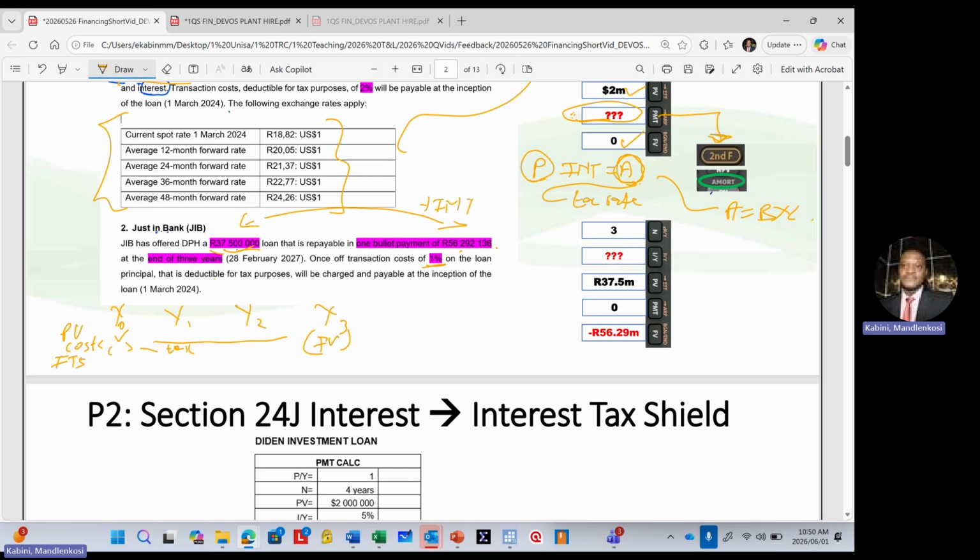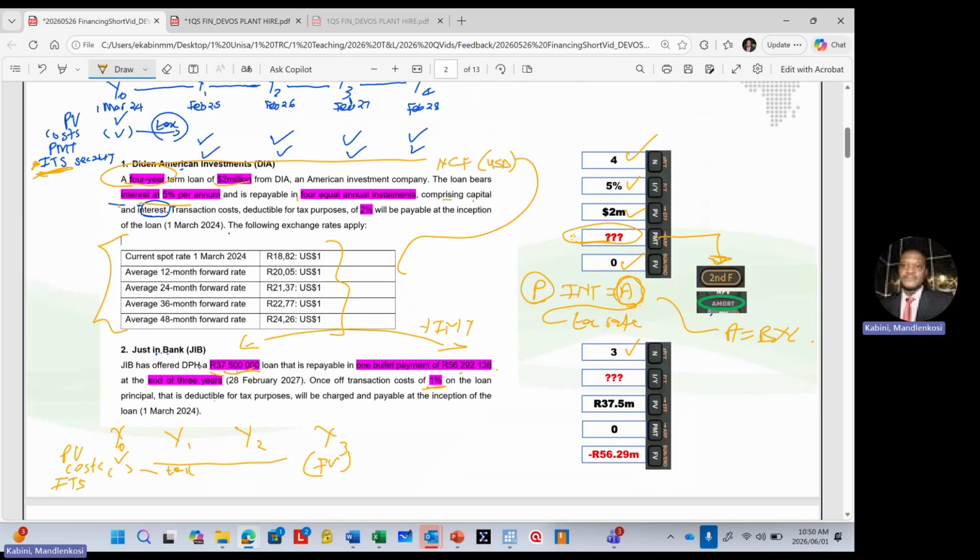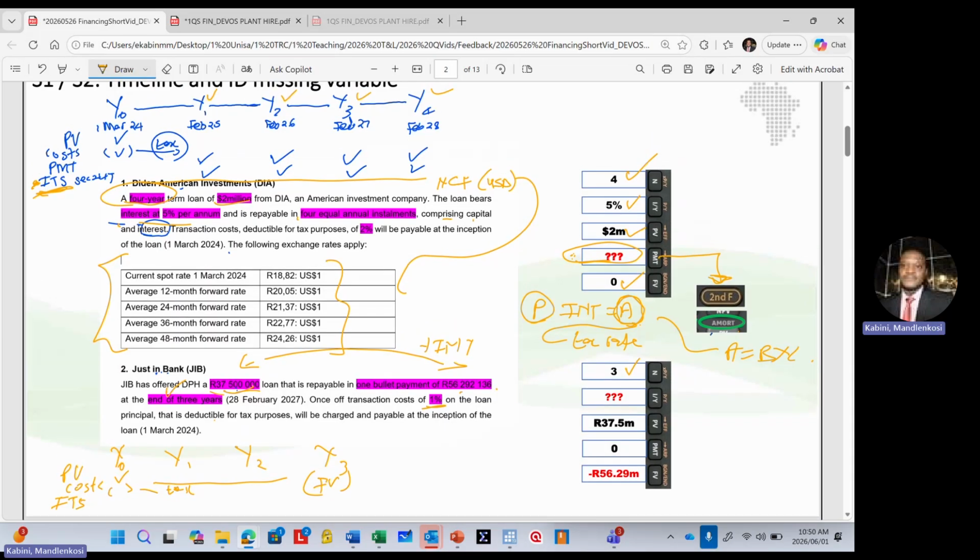So we've tabulated these cash flows that we need for us to calculate the net cash flows and then calculate IRR. What information are we given? We are given the period. The term of the loan is 3 years. We are given the starting value, the cash that we're getting from the bank, 37.5 million.